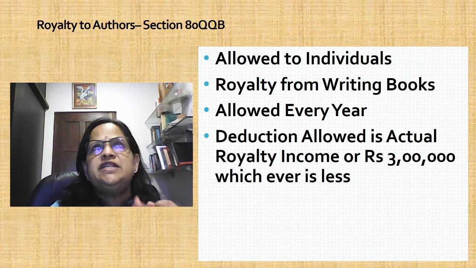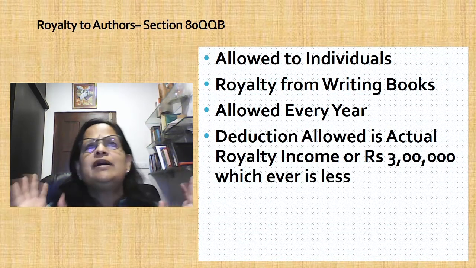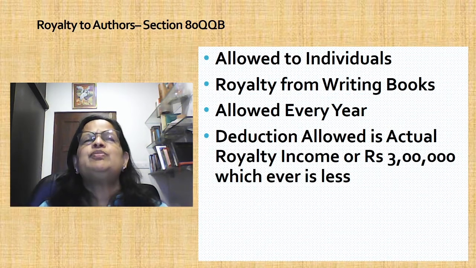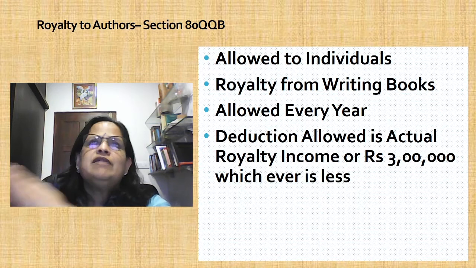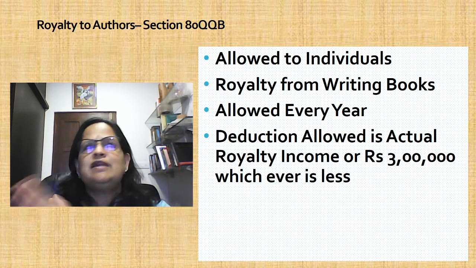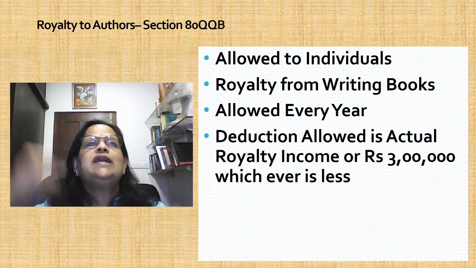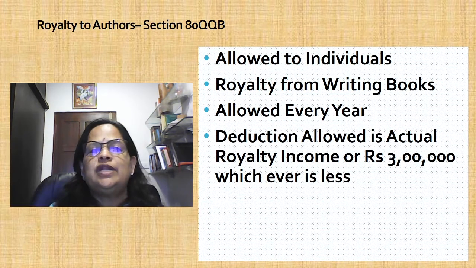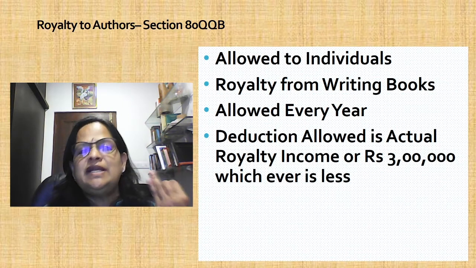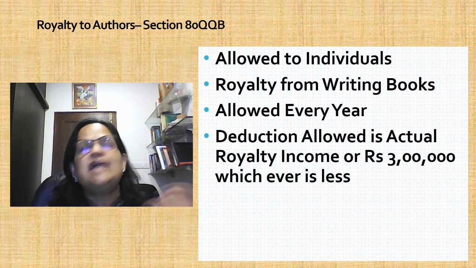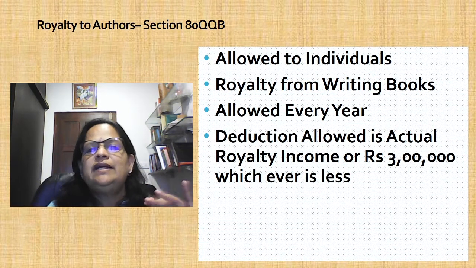Typing charges, editing charges, purchase of textbooks, library reference, Wi-Fi, all this can be claimed as related expenses. Purchase of paper, purchase of stationery, all these expenses can be claimed for royalty. The remaining value we will take as income from writing books, or royalty, in income from other sources. From that value we can claim a deduction when it comes to the gross total income. Remember, it's allowed to individuals. This is royalty for writing books, and it's allowed every year. Deduction allowed is actual royalty income or rupees 3 lakhs, whichever is less.